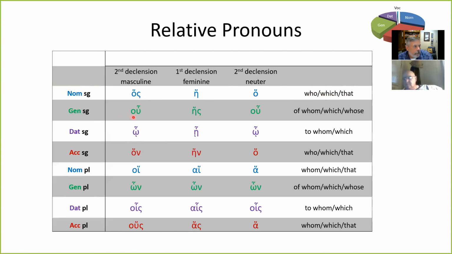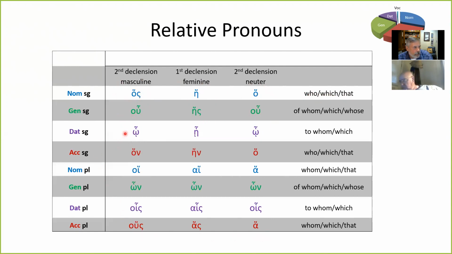Genitive, hou, hēs, hou. Another thing I want to point out is that the article has a rough breathing and does not have the accent mark. So these have the rough breathing and the accent mark. That would help you differentiate between the article and the relative pronoun. But really, these are the same as the articles, except they have the accent mark.